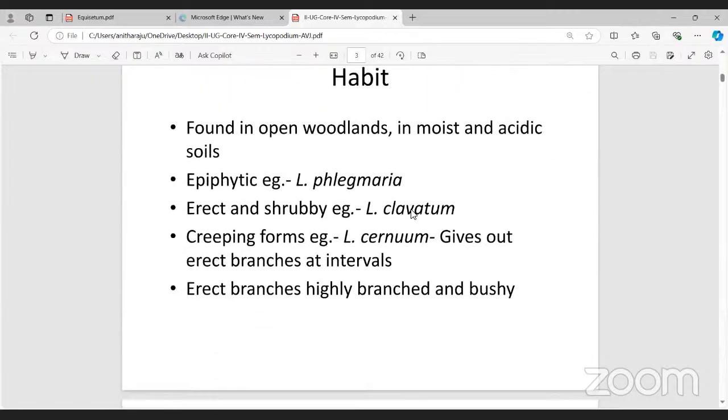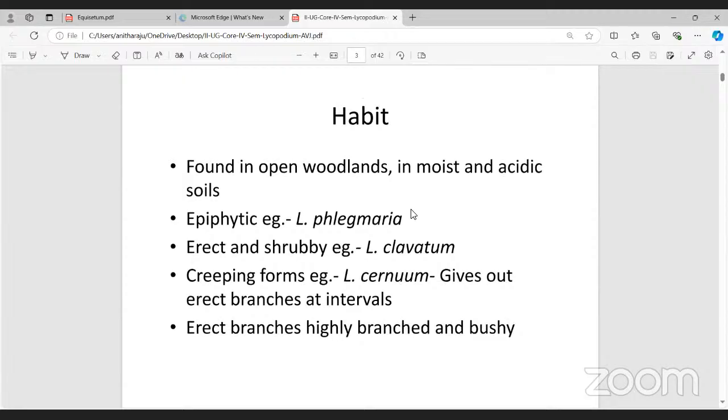Now let's see habit. What is habit? Natural place of an organism. Now tell me the pteridophyte habit. Pteridophytes are true land plants. That's why they are found in open woodlands and moist acidic soil. As they are true land plants, they are openly found in woodland, moist places, acidic soil, and some of the Lycopodium species grow as epiphytes.